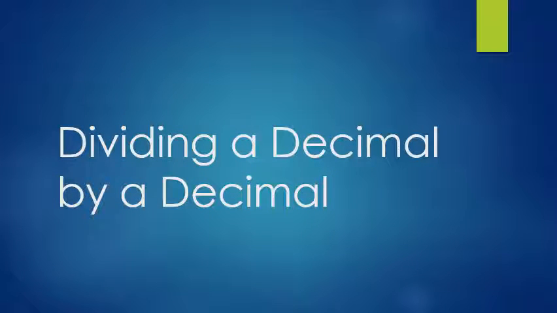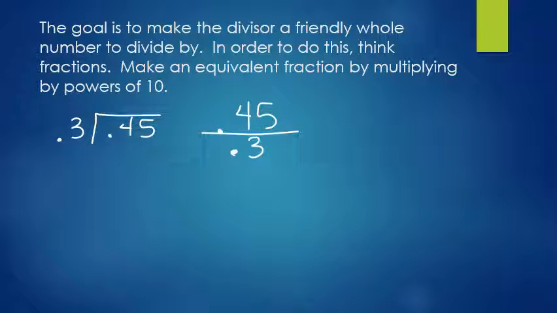Hi, today we're going to be dividing a decimal by a decimal. The goal is to make the divisor a friendly number to divide by. In order to do this, we need to think fractions. We need to get rid of that decimal in the divisor so we have a nice friendly whole number to work with. And we can do this if we think about fractions and making equivalent fractions using our multiples of 10 to multiply by.